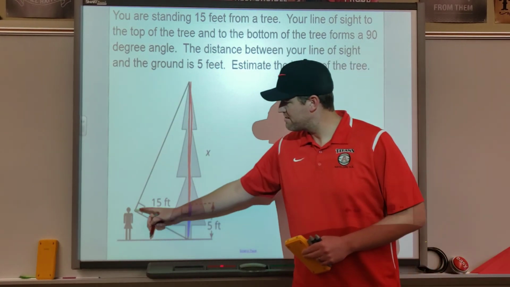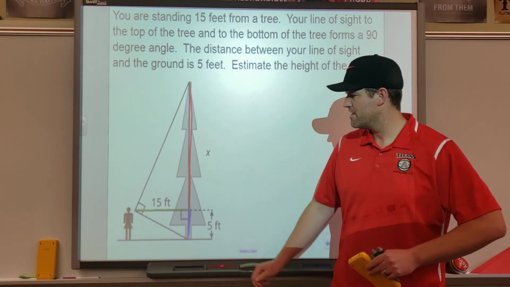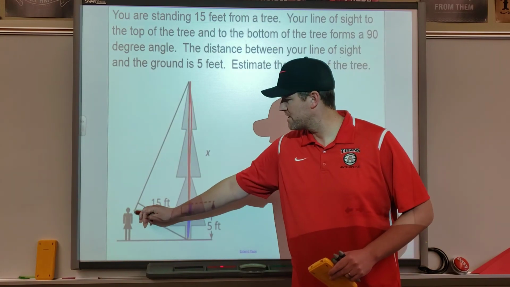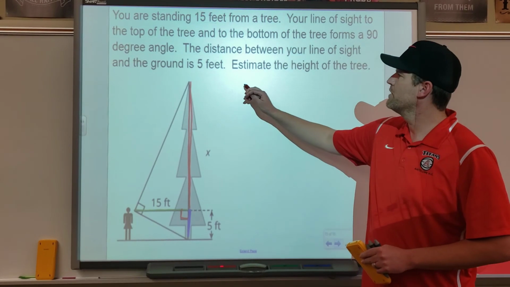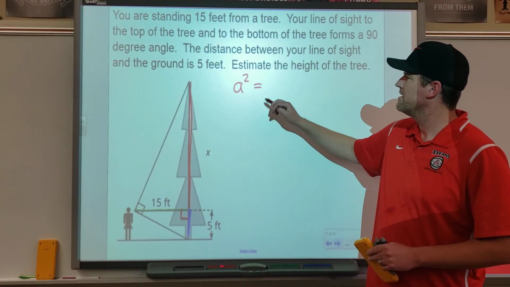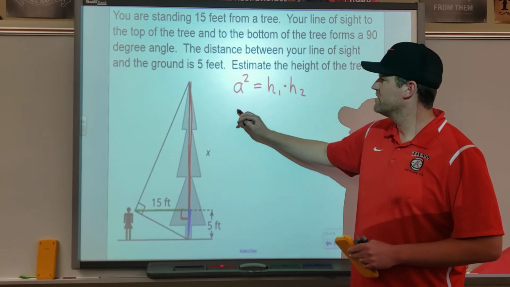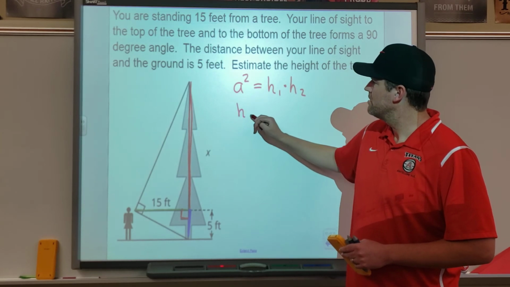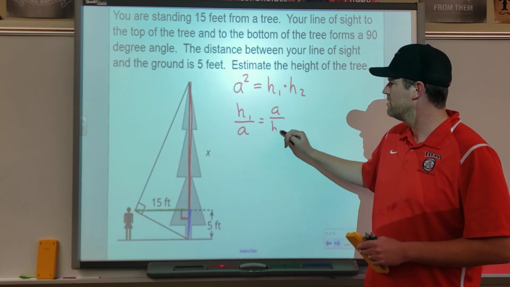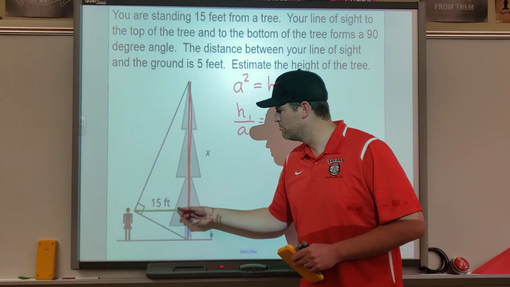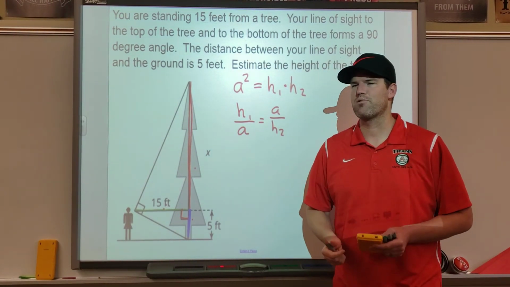So you might notice that this 15 right here is called the altitude, right? This is going from one vertex of the triangle, and it's forming 90 degrees with this opposite side. And we know that the altitude squared is equal to part 1 of the hypotenuse times part 2. Or I could do the proportion, hypotenuse part 1 over the altitude equals the altitude over part 2 of the hypotenuse, right? Boom, boom, boom, boom. That's the way I like to teach it.